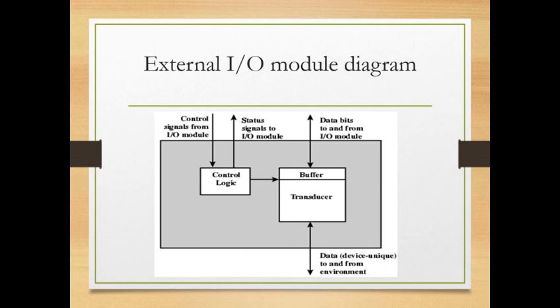So next slide. As in the diagram, you can see that there is a control module, status signal, and data signal. You can see how it communicates with an external device. Further, the signal from the input-output device gets converted by the transducer and sent to the user.